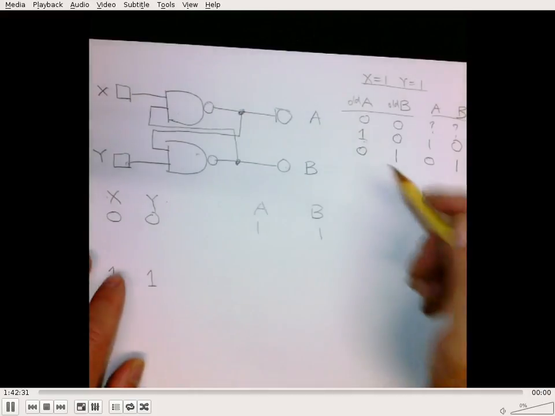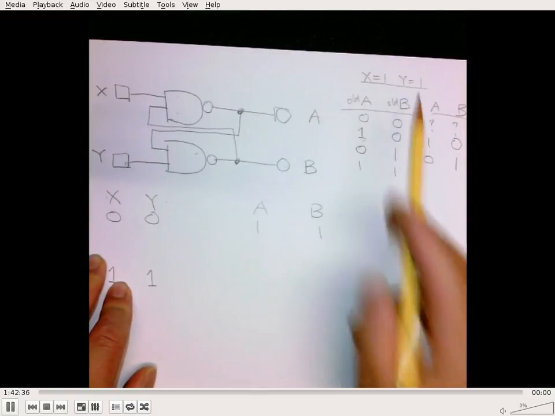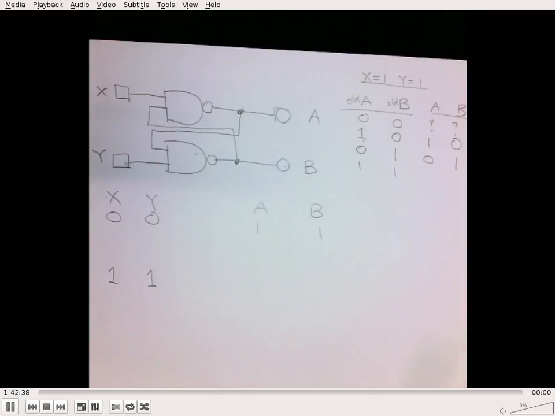What if A and B were both 1s to begin with, and then we have X and Y being both 1s? What's going to happen to A and B? The question is, can they both be 1s? They cannot both be 1s, right? Why not?